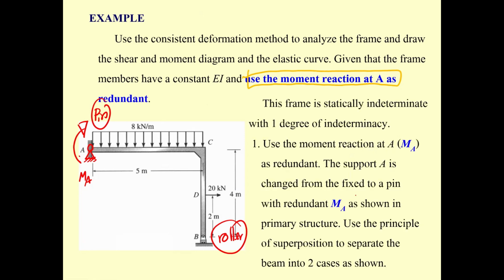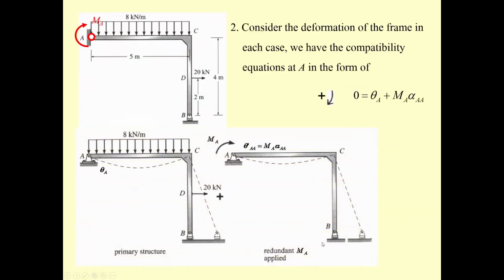Now, the main thing, you select M sub A. The support A is changed from the fixed to the pin with the redundant force M sub A. And you use the principle of superposition to separate this frame into two phases. However, since you use the moment as your redundant force, your compatibility equation is going to equal the slope. Okay, so do the same thing.